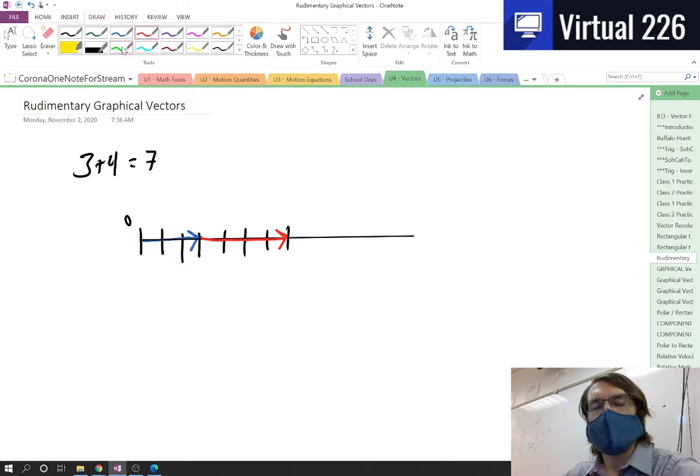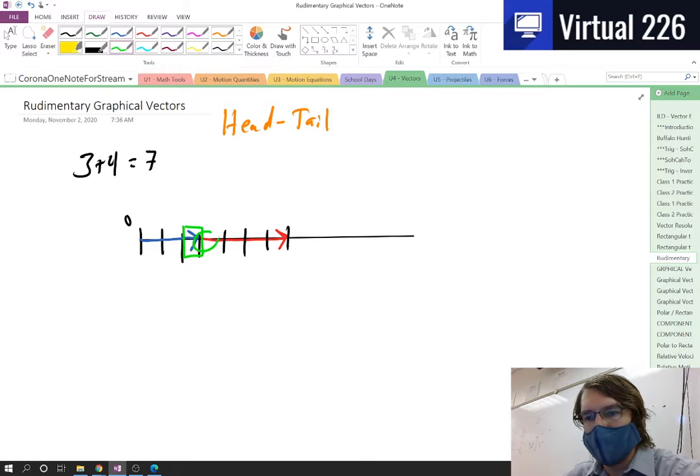Now, what we're technically doing here is adding these two vectors together using something known as the head-tail method. So what is the head-tail method? We take the head of a vector, which is the arrow point, and add it to the tail of a vector, which is the back end. We're adding them head to tail. So we take 3 and add it to 4, and that gives me 7.